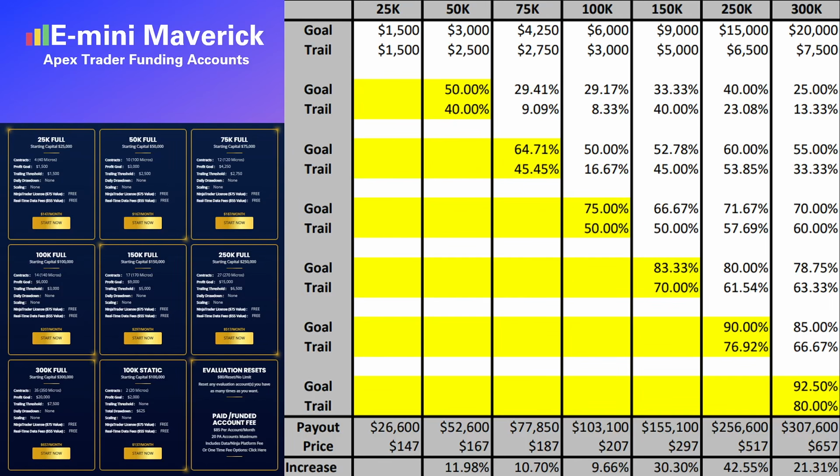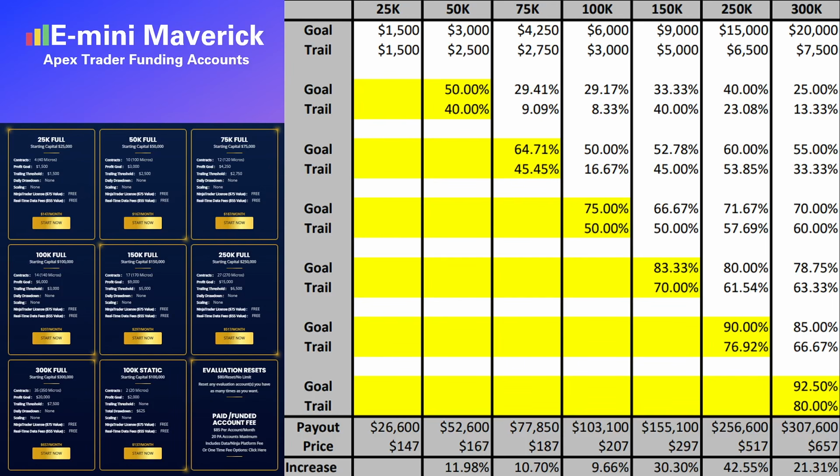So let's look at the 25K account. It has a goal of $1,500 and a trailing threshold of $1,500. So it's a 1-to-1 ratio. As you move up in the account sizes, check out the 50K account. It's a $3,000 goal, but only a $2,500 trailing threshold, which means that the goal increased by 50%, but the trailing threshold only increased by 40%. What that means is the 50K account is harder to pass than a 25K account.